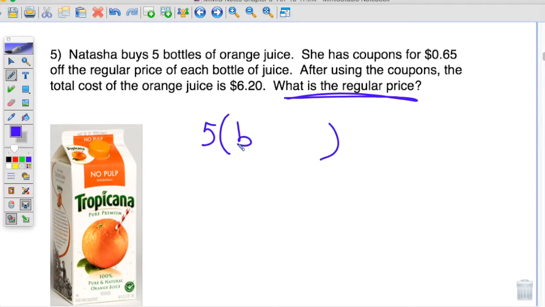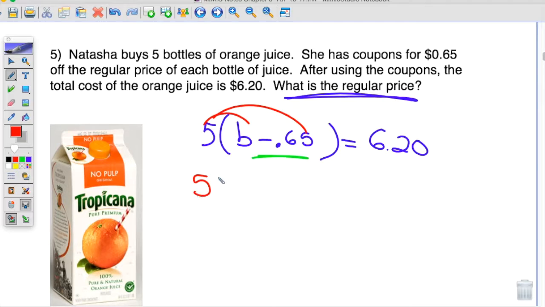B will represent the regular price, and then we're going to minus the 65 cents. That's the coupon. The regular bottle minus the 65 cents. That'll give us the total of 1 bottle. But we're buying 5 of them, and the total is equal to $6.20. We have to distribute. So now it's 5 times your number of bottles minus, we don't have to change it to adding the opposite yet because we're dealing with all positives. And then 5 times 65 cents gives us $3.25 is equal to the total.